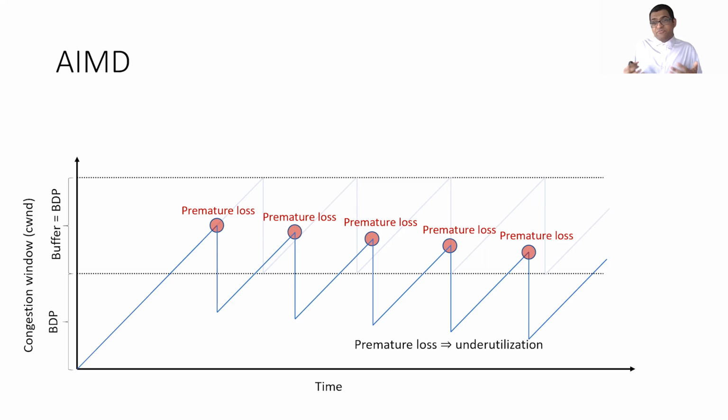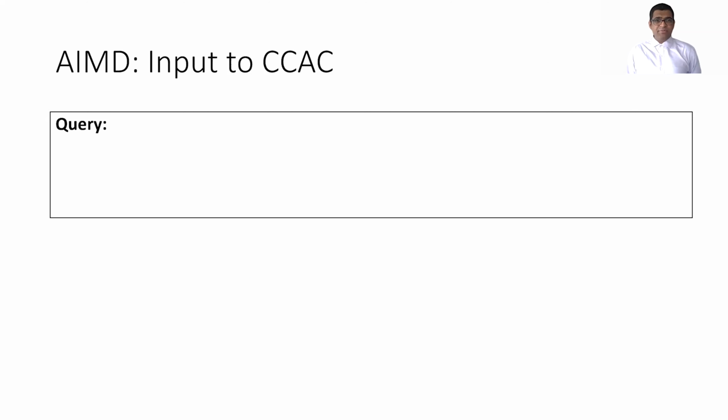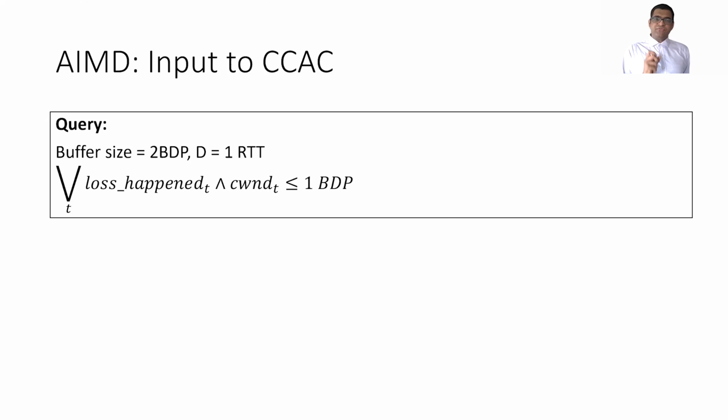And loss can happen, for instance, if the buffer overflows. This can happen if the sender sends a large burst of packets that overwhelms the buffer. To understand when this happens, we ask the following query to CCAC. We gave it an example of a buffer size and the slack the adversary has, and we gave it this formula. This formula says, does there exist a T such that loss happened and the congestion window is small?